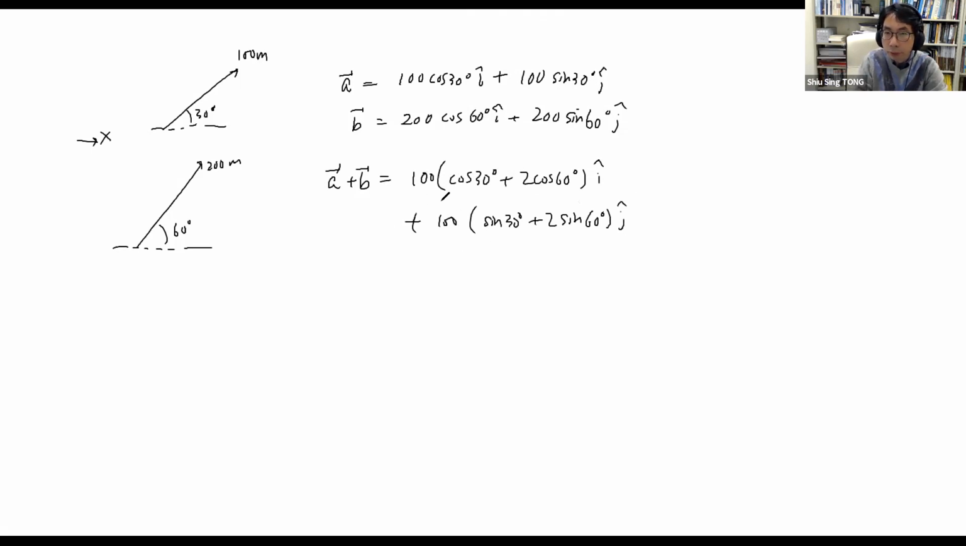As I say, if you want the answer to be very nice, then you can convert it. Cosine 30 degrees is square root 3 over 2, and cosine 60 degrees is just 1/2, right? And for sine 30 degrees you have 1/2, and sine 60 degrees is square root 3 over 2.